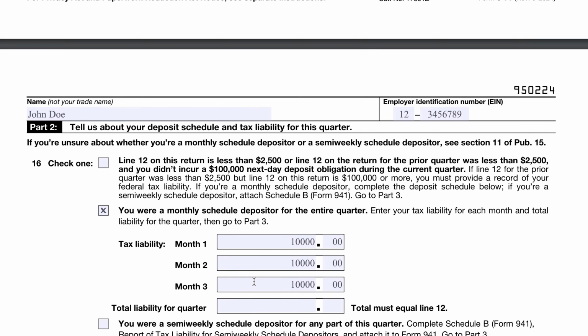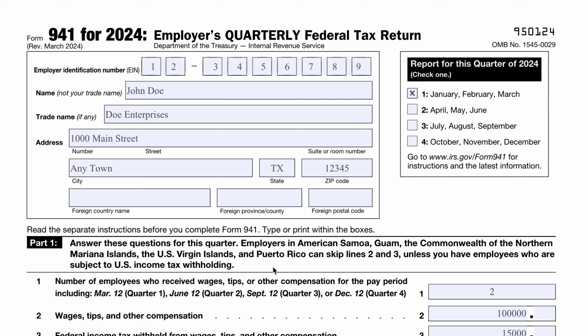So again, most employers would be filing electronically, and if you file electronically, then you should also pay electronically through the IRS website. So that's about all we have for this video.